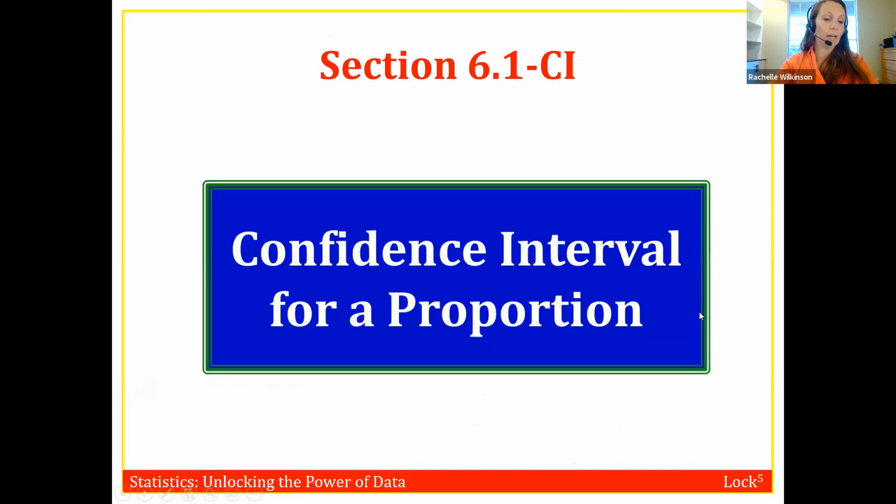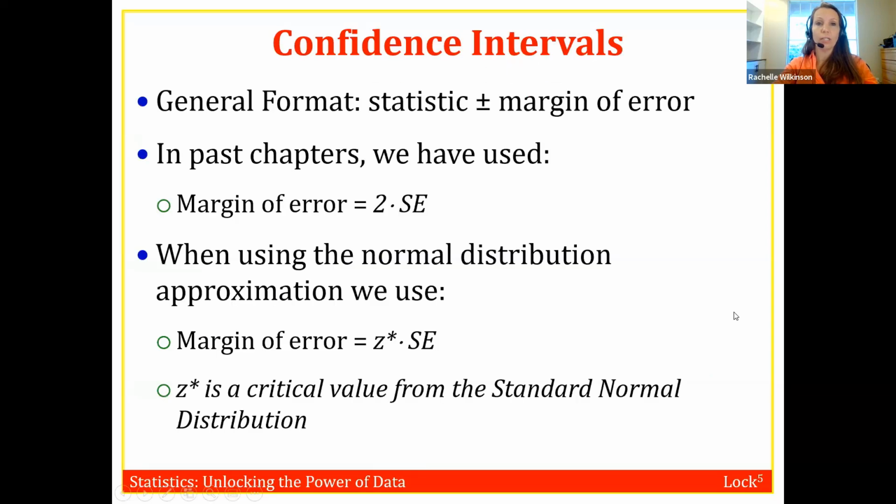Okay, so let's talk about now how we can do confidence intervals for one proportion. When we talked about confidence intervals in the past, we said the general format for a confidence interval is a statistic plus and minus a margin of error. And in chapter 3, when we wanted to use the standard error method, we said margin of error can just be equal to 2 times the standard error.